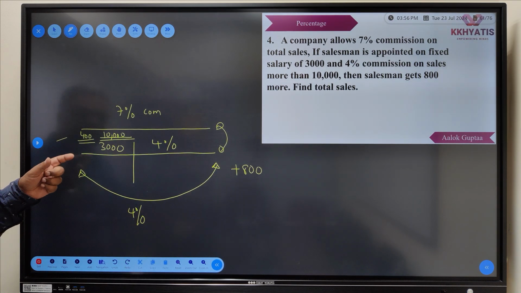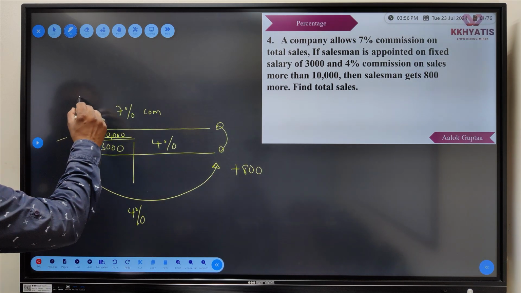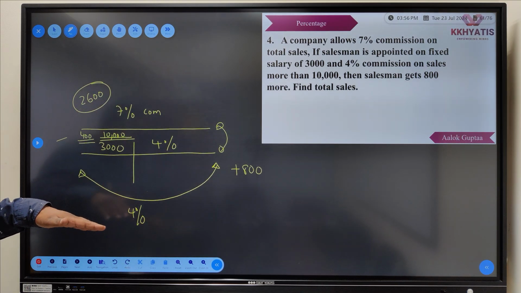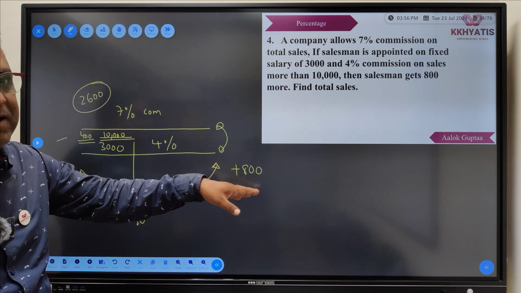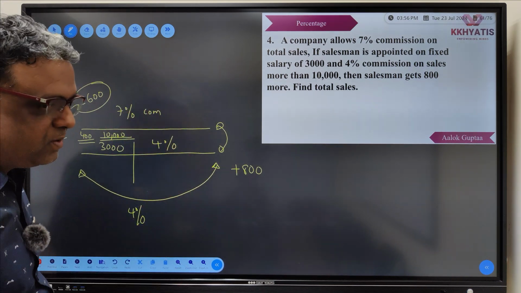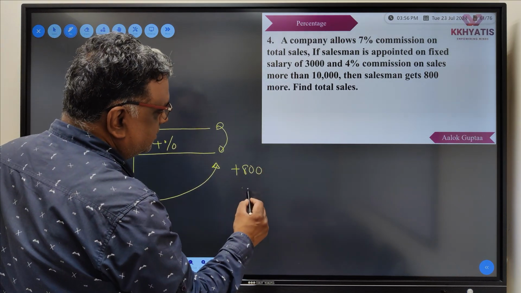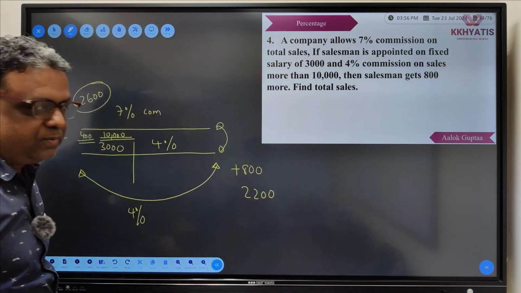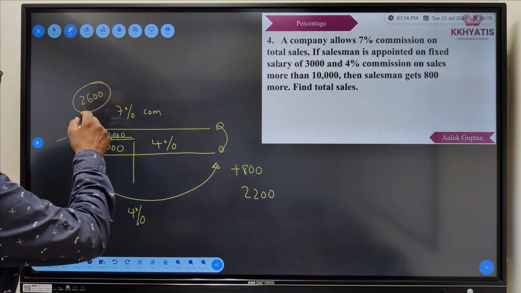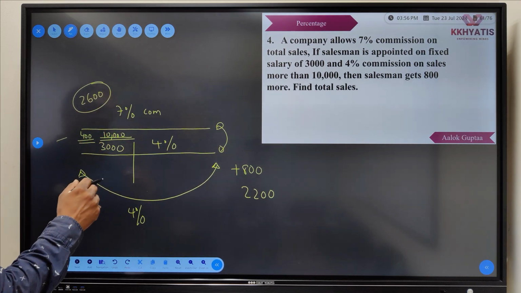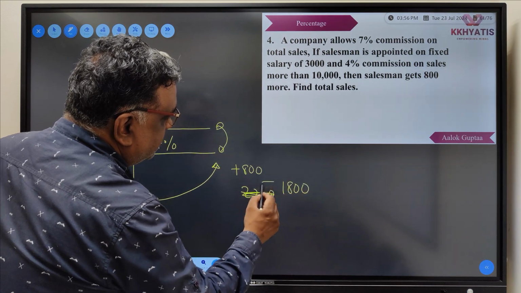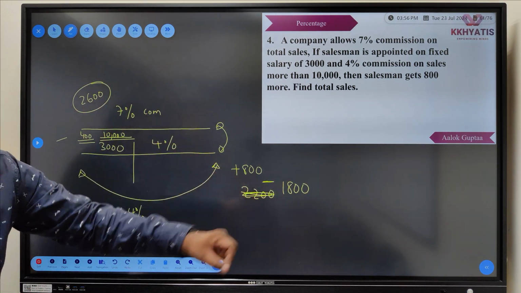Which means he would have got 2,600 less here. Correct? Already he had 800 more. Now he got 2,600 less. So actually net effect कितना हो गया less? 2,200. हुआ कि नहीं हुआ? 2,600 minus 800. 1,800 I believe. Yes, 1,800. My mistake. So now net effect became, the difference between these two became 1,800.